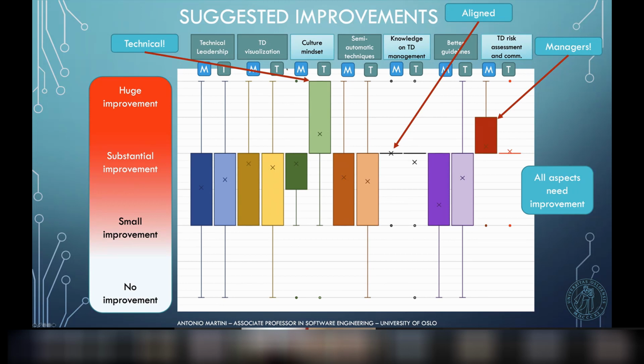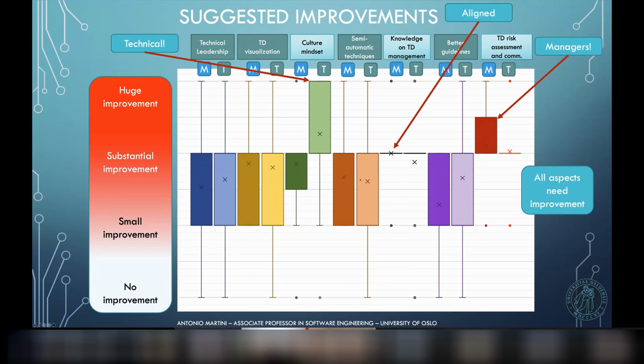For example, here you can see that between the managers and the technical answers, we see that the technical roles really wanted to have a huge improvement, between substantial and a huge improvement, with respect to the cultural mindset when it comes to technical debt. We can also see that, for example, about knowledge, the respondents were very well aligned. Basically, all of them agree to have a substantial improvement, while the managers could actually prefer to have better risk assessment related to technical debt.